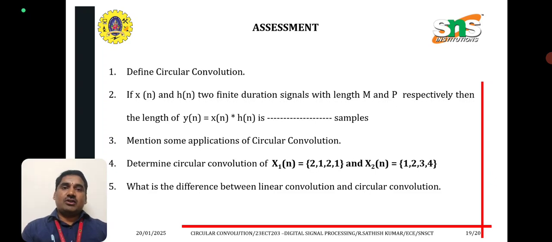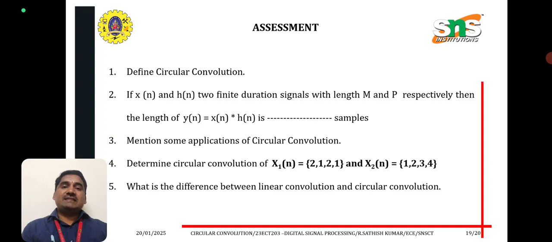If x of n and h of n are two finite duration signals with lengths m and p respectively, then the length of y of n, which is x of n convolved with h of n, is m plus p minus 1. Mention some applications of circular convolution. It is used in spectral analysis, image processing, and video processing, to characterize LTI systems, and to solve the overlap add method and overlap save method.